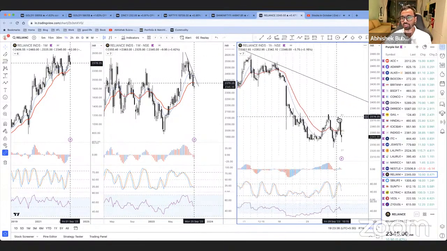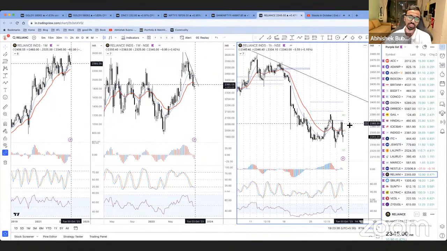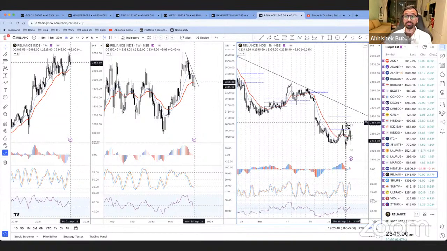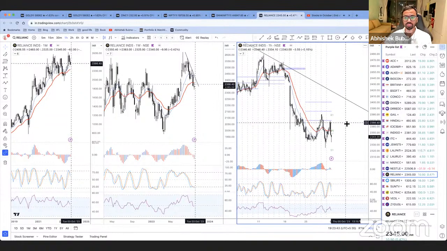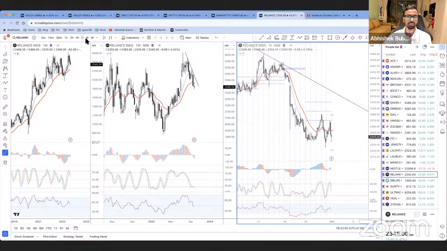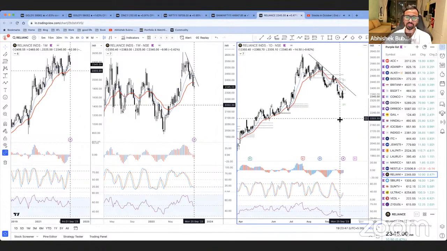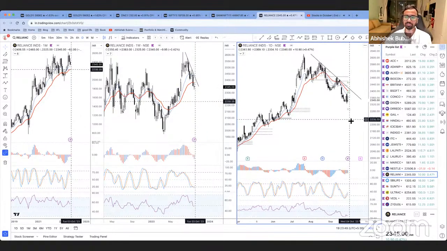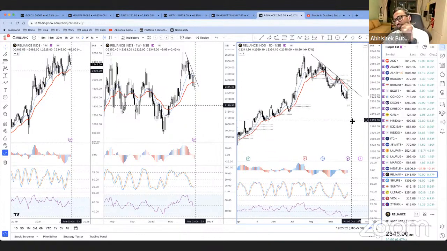If I go to the hourly chart as well, narrow CPR, इसके ऊपर जाता है तो हम यहाँ entry ले सकते हैं. So something that you should keep an eye out for, because Reliance does give you a lot of money, does give you good trending moves as well. But as I said, Dr.